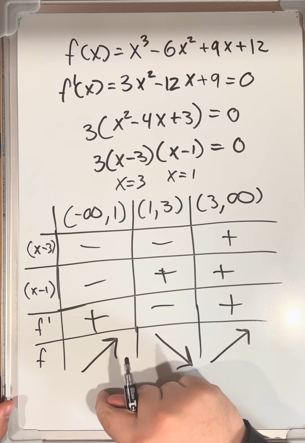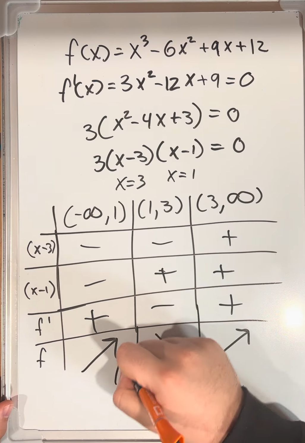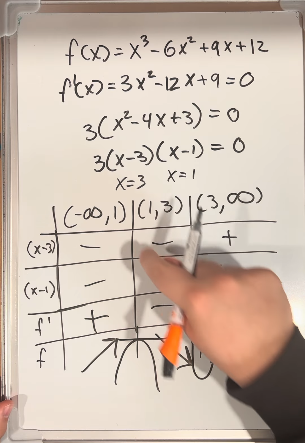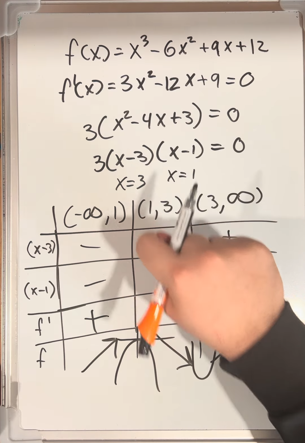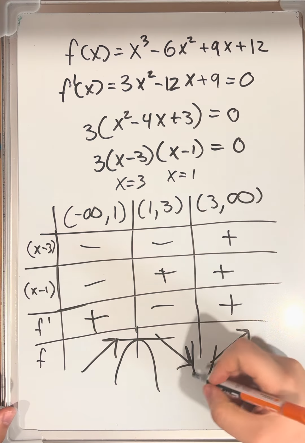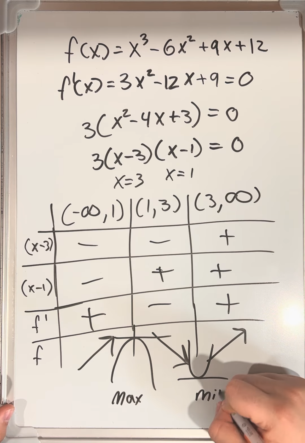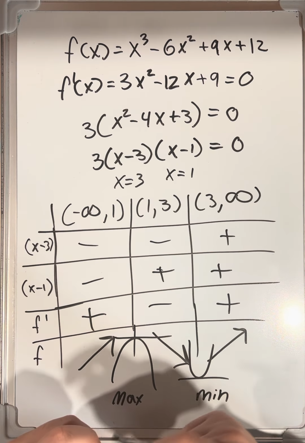And thus, if we look at the shape of the arrow, it makes this shape on the graph. This one makes that shape. So we know for sure that at x equals 1, there's going to be a max. And at x equals 3, there's going to be a min. Okay. So let's check that out.